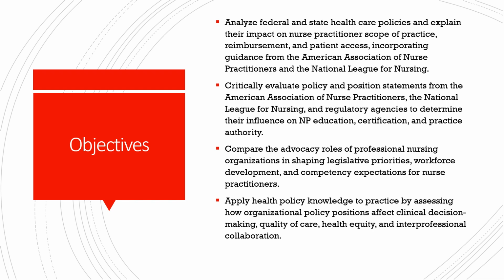In this lecture, some of the objectives that we will cover are, one, to analyze the federal and state healthcare policies and explain their impact on nurse practitioner scope of practice, reimbursement, and patient access, incorporating guidance from the American Association of Nurse Practitioners and the National League of Nursing. We will critically evaluate policy and position statements from the American Association of Nurse Practitioners, the National League of Nursing, and other regulatory agencies, and how they influence nurse practitioner education, certification, and practice authority.